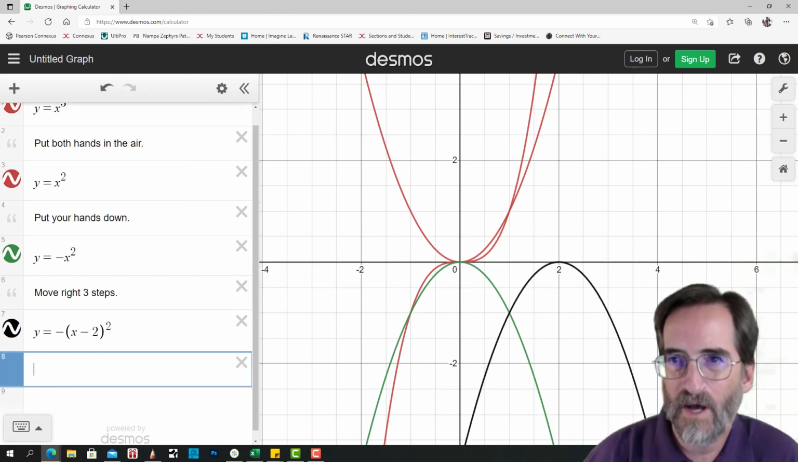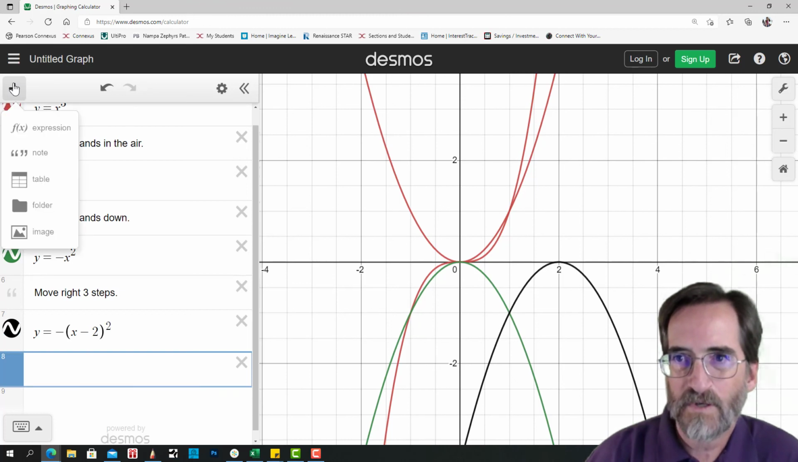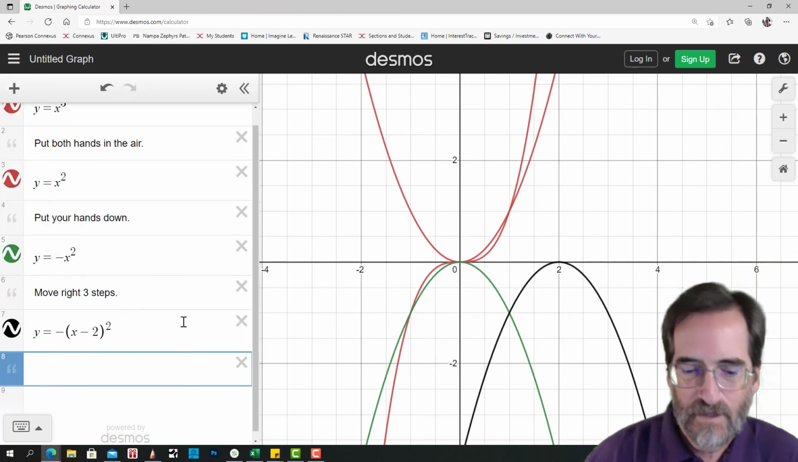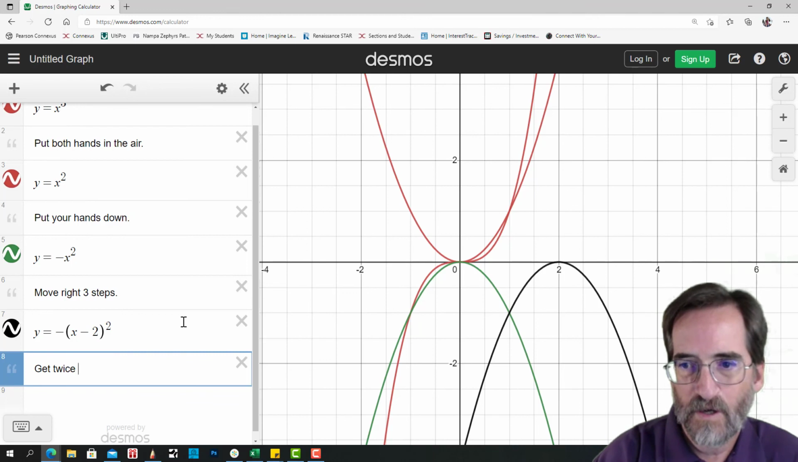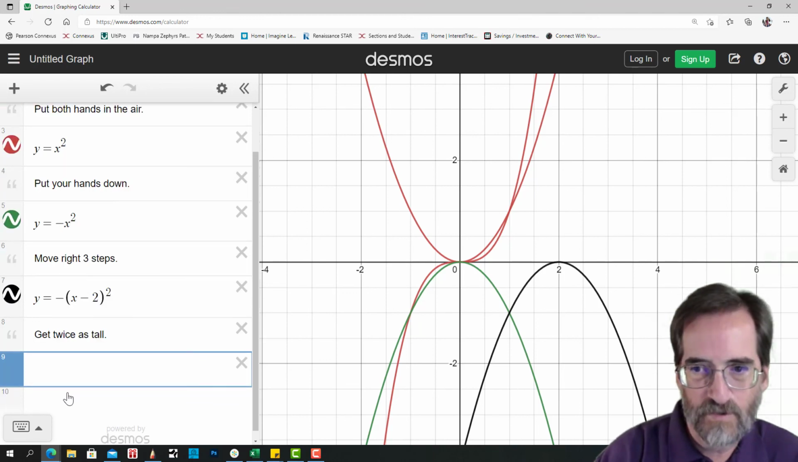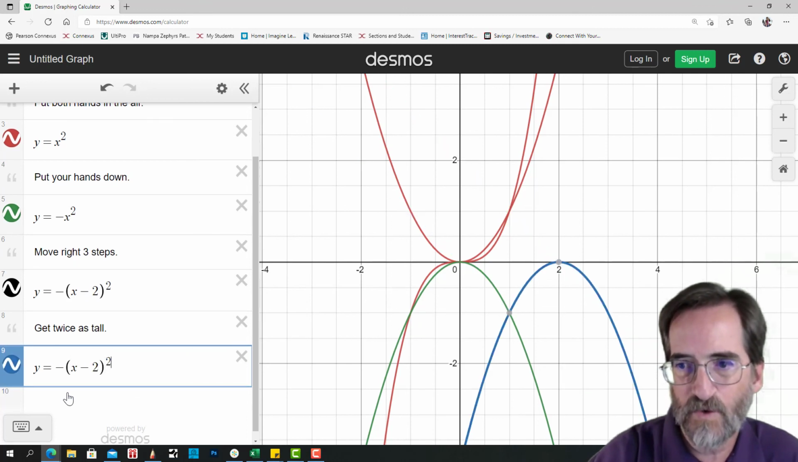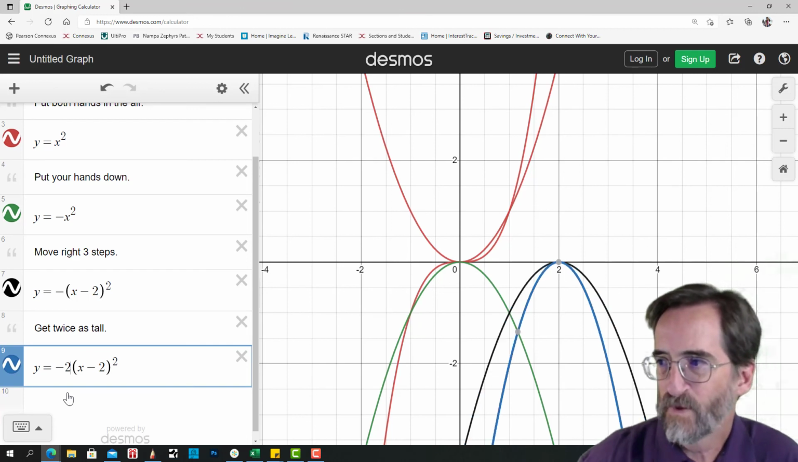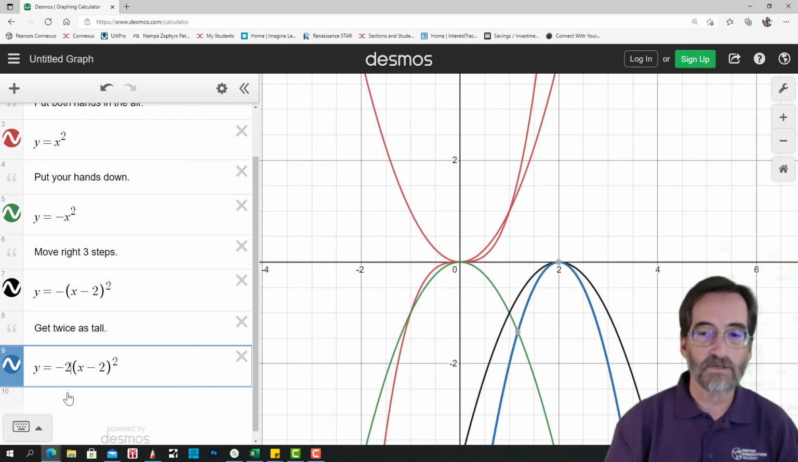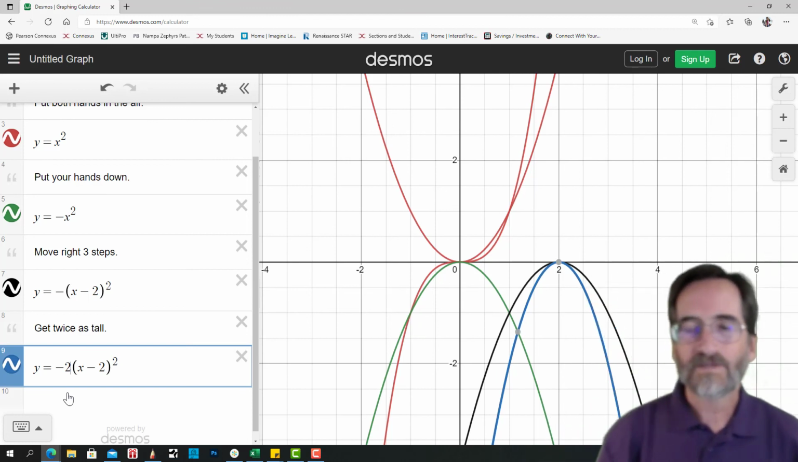Okay, and I'm going to say get twice as tall. So I'm going to do this: y equals negative x minus 2 squared, and I'm going to put 2. So now he's twice as tall, which makes him look skinnier. All right. So that's kind of the idea.